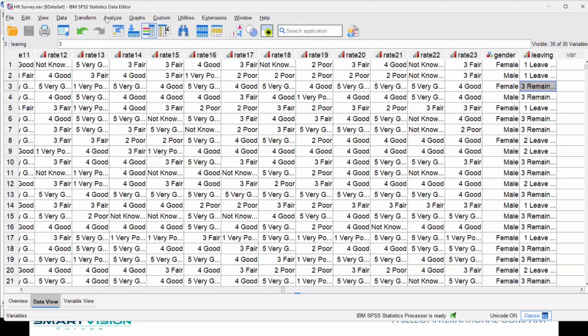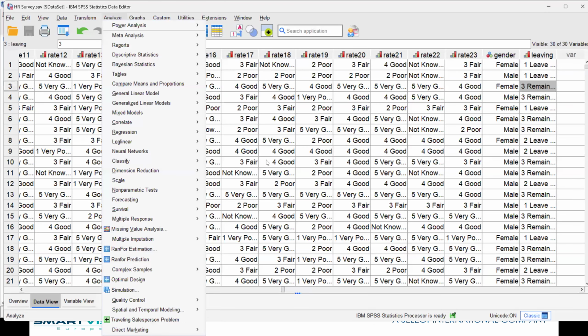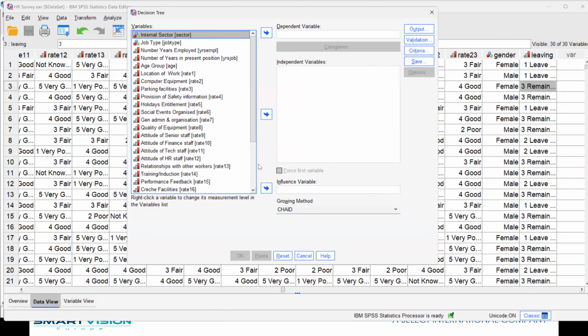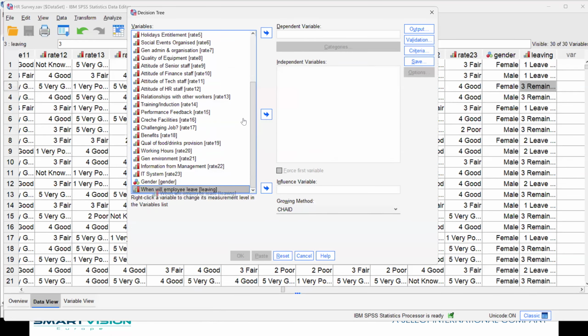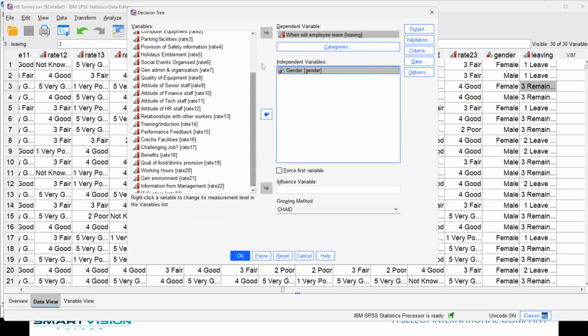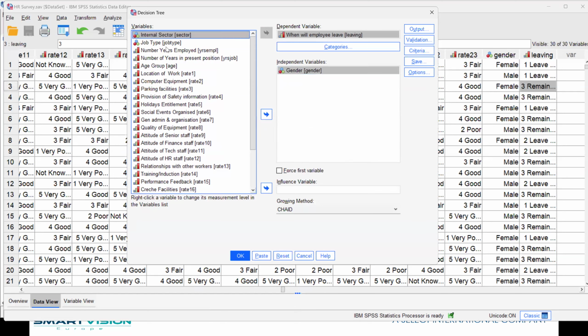And if I want to build a decision tree here, I can go down to classify and down to tree. And I tell it what my key field is. My key field here is when an employee leaves. This key field could also just be overall satisfaction with your job, something like that to help you build a profile. And what I'm going to do is I'm actually just going to start off here and pick up the demographic stuff, not the rating scales here, and just chuck that in.